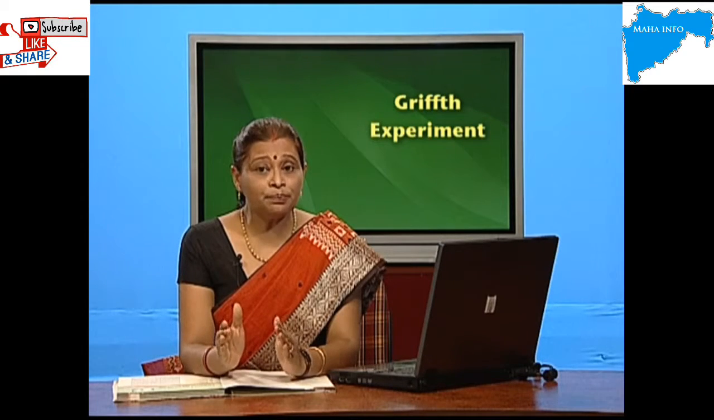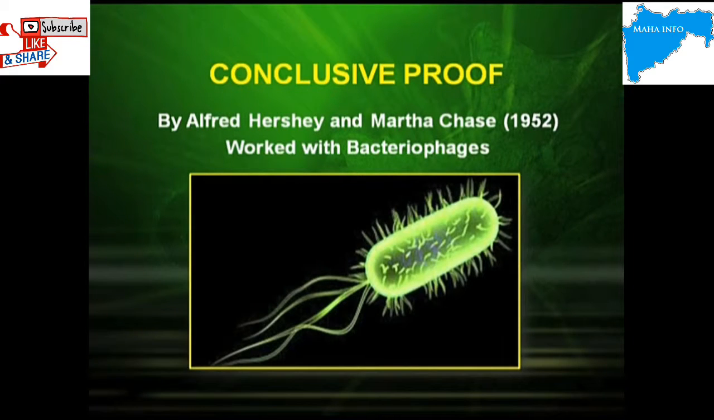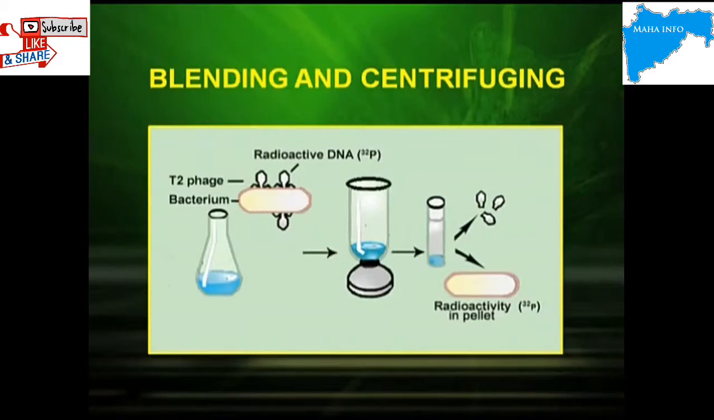But the conclusive proof only came from the experiment performed by Alfred Hershey and Martha Chase in 1952. They worked on bacteriophages and E. coli. Now let us see how they performed the experiment. The first step of the experiment was infection, that is, the bacteria were infected with the bacteriophage. Now they used two types of radioactivity. The one was P32 and the other was S35.